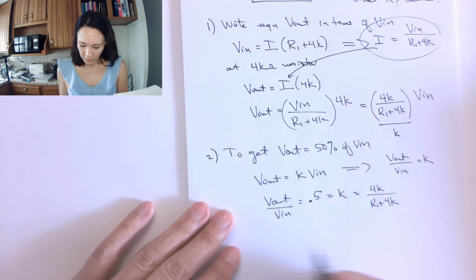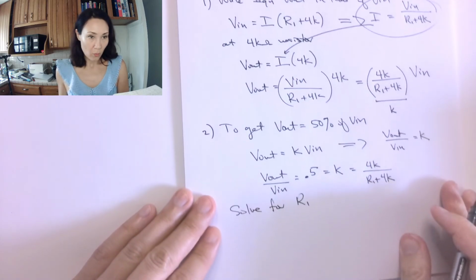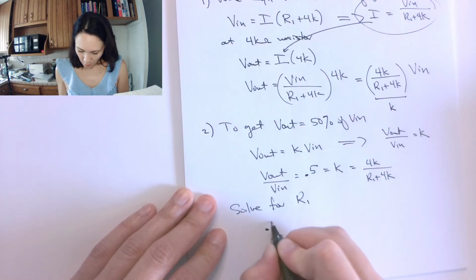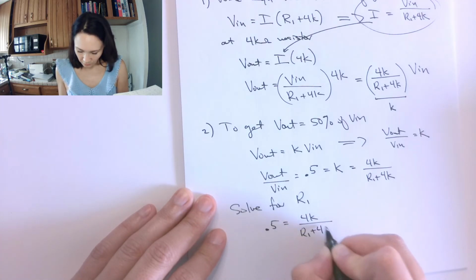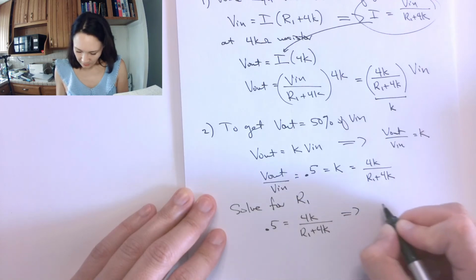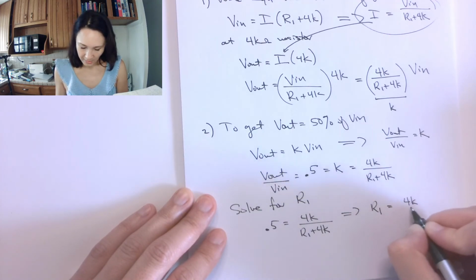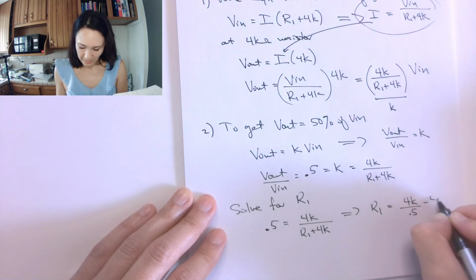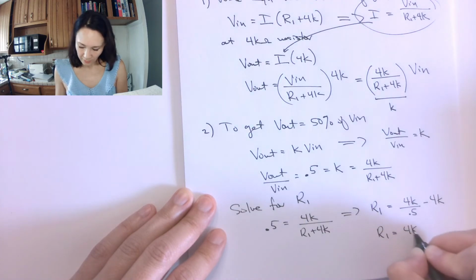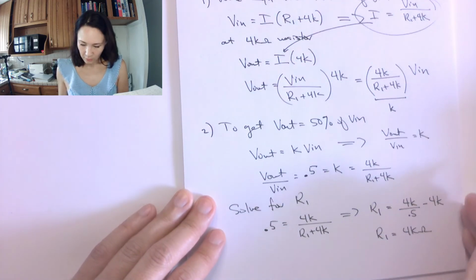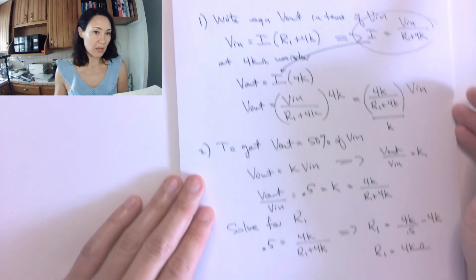So now I can solve this equation for R1. It is 0.5 is equal to 4K over R1 plus 4K. So this means that R1 is equal to 4K divided by 0.5 minus 4K. So that means that R1 would have to be a 4K ohm resistor in order for the ratio of V out to V in to be 50%.